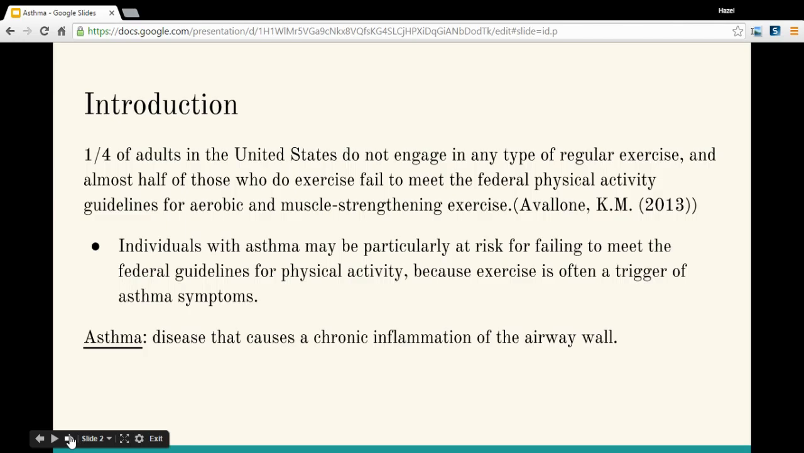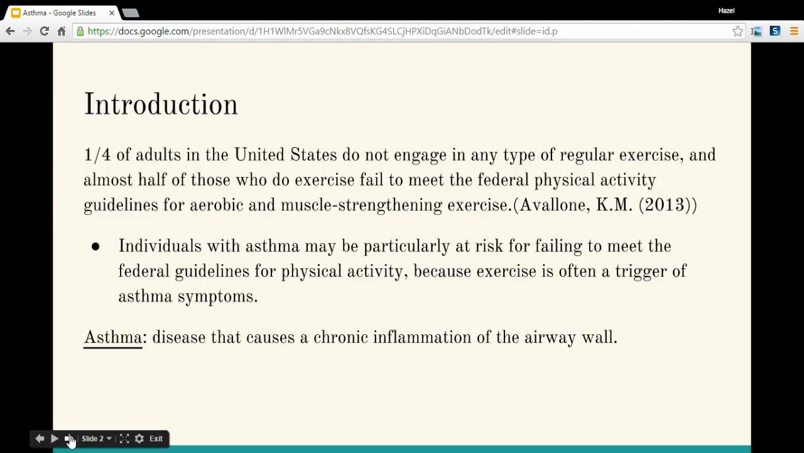In general, 1/4 of adults in the United States do not engage in any type of regular exercise, and almost half of those who do exercise fail to meet the federal physical activity guidelines for aerobic and muscle strengthening exercises. Individuals with asthma, in particular, may be at risk for failing to meet these federal guidelines for physical activity because exercise is often a trigger of those asthma symptoms that we will be talking about.